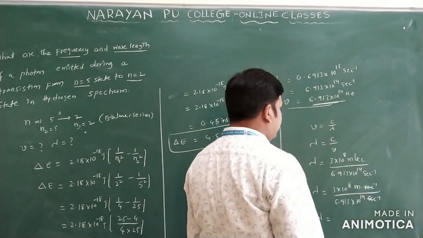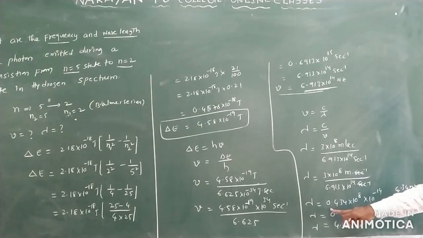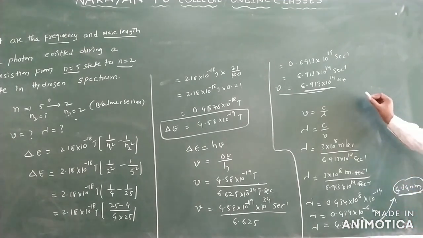3 by 6.913 gives 0.434. This is 10 power 8 divided by 10 power 14, so 10 power minus 6. Then you get 0.434 into 10 power minus 6 meter. I will write this as 4.34 into 10 power minus 7 meter. I will write the value in nanometers. 1 nanometer is equal to how many meters? 10 power minus 9 meter. So the wavelength is 434 nanometer and the frequency is 6.913 into 10 power 14 hertz. This is question number 1, from the NCERT textbook.